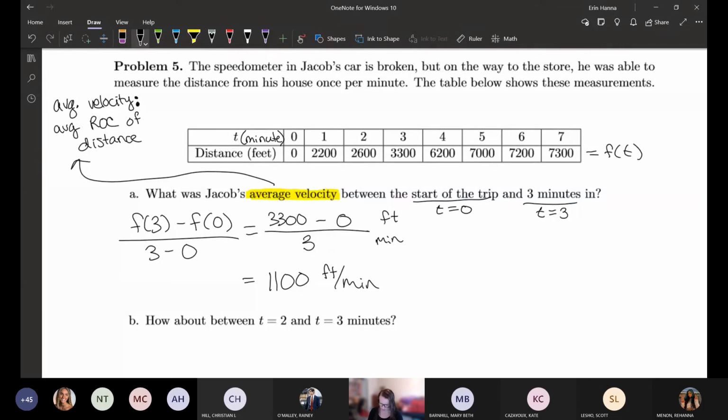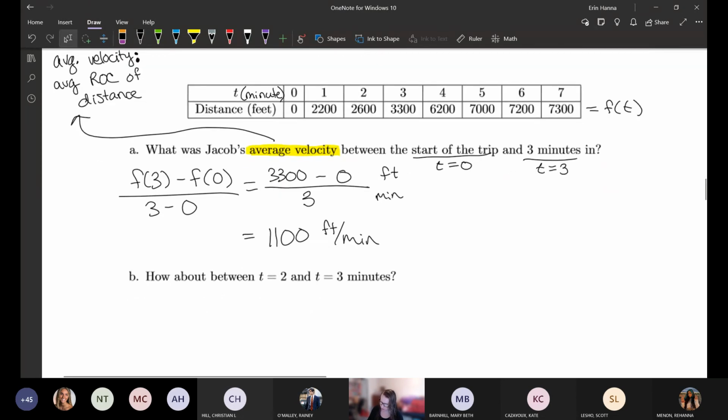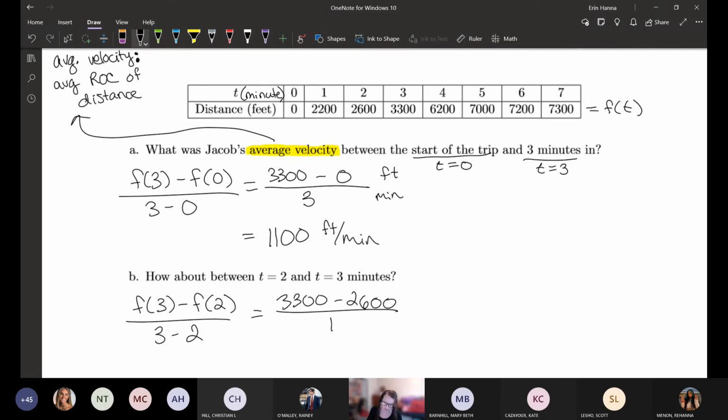And then what about between 2 and 3? So that's essentially going to be the same thing we just did, but with different values. So f of 3 minus f of 2 all over 3 minus 2. So we've got our 3,300 minus 2,600 all over 1, which reduces to 700, so 700 feet per minute.